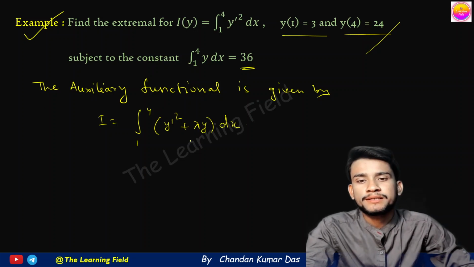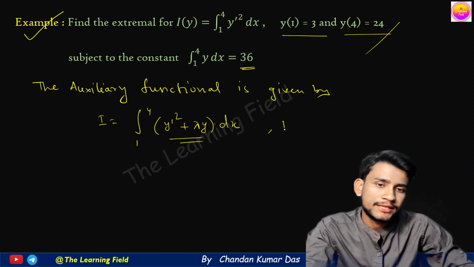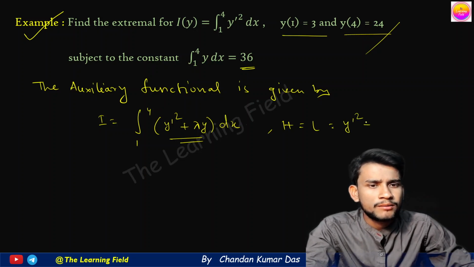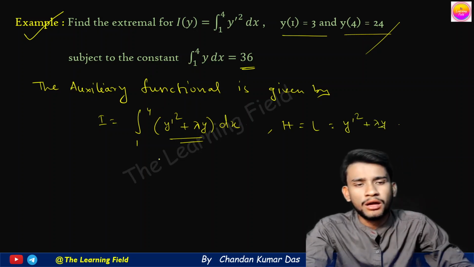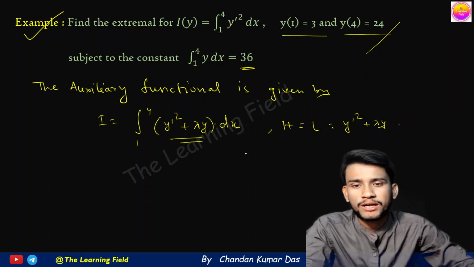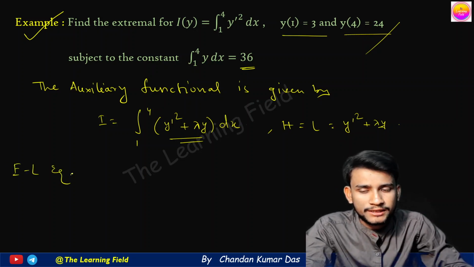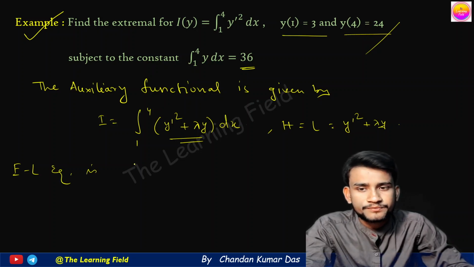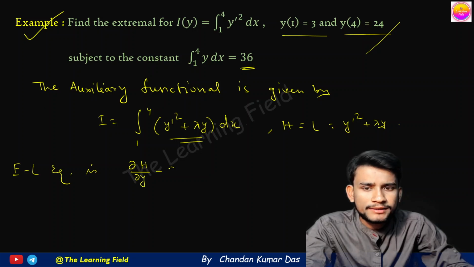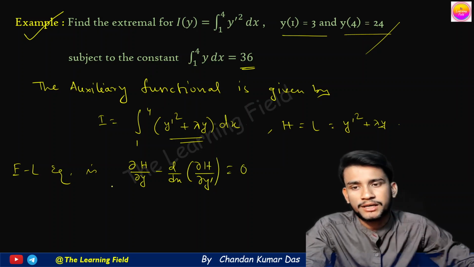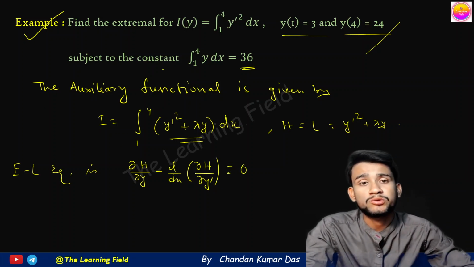Okay, so that means L is equal to, we can write, y dash square plus lambda into y. Now we apply the Euler-Lagrange equation for y. So the EL equation is del L del y minus d/dx of del L del y dash is equal to 0, and we solve this equation to get the solution, or to get the extremal.